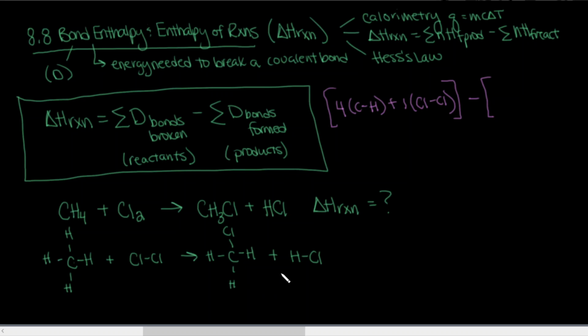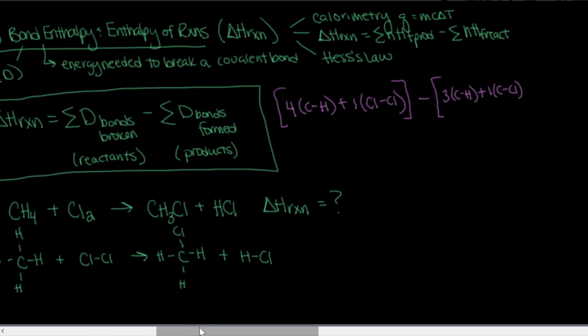Now I get it. We're not breaking these bonds. We're making these bonds, but it doesn't matter. Look up their bond enthalpies. We're going to do 3 carbon-hydrogen bonds plus 1 carbon-chlorine bond. Okay, so it matters here, right? A carbon-hydrogen bond doesn't have the same enthalpy as a carbon-chlorine bond, so pay attention. And this hydrogen-chlorine bond, 1 hydrogen-chlorine bond.